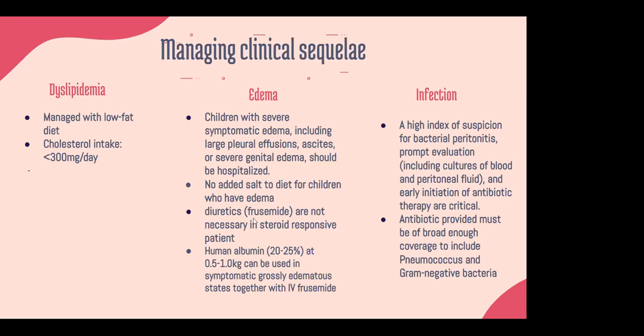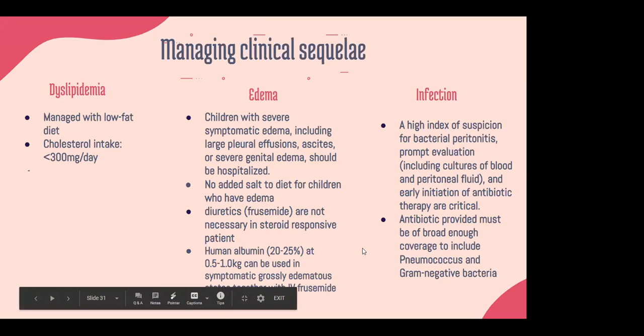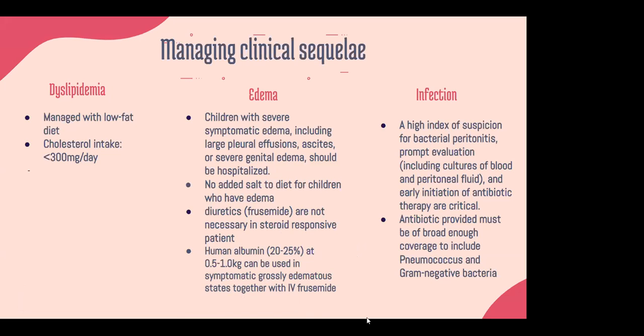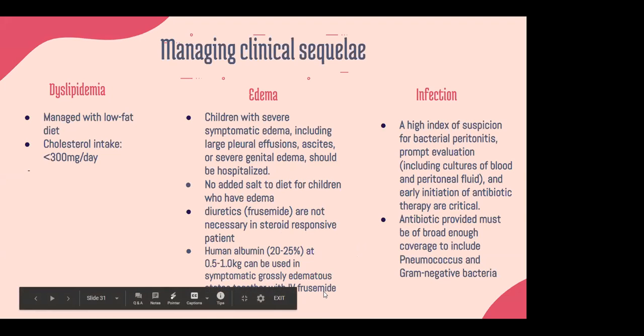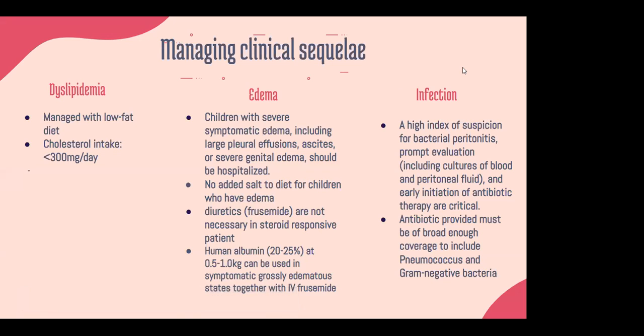Diuretics like furosemide are not necessary in steroid responsive patients. And fluid restriction is not necessary unless the edema is severe. And human albumin can be used in symptomatic gross edema, in combination with furosemide to create diuresis. And next is infection.